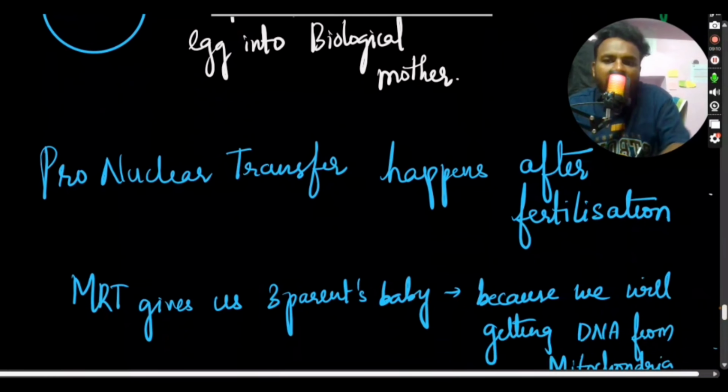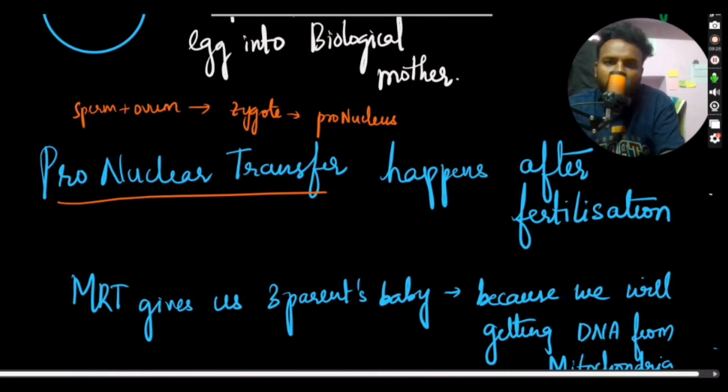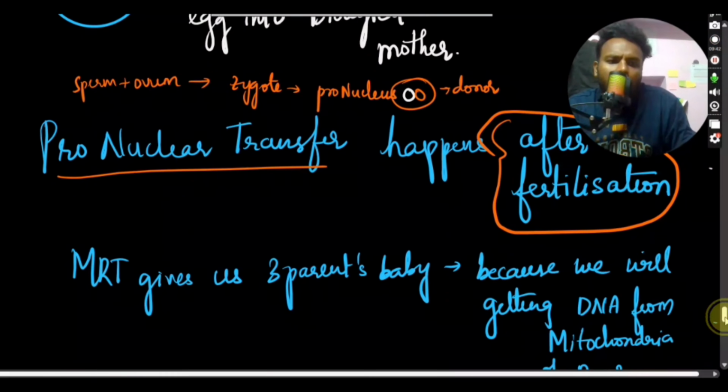So this pronuclear transfer happens after fertilization. Once the sexual activity happens, sperm and ovum get fertilized and a zygote is formed. In the zygote, in the primary stages, we'll be having pronucleus, like the nucleus from sperm and the nucleus from ovum. So this pronucleus will be added into the donor's. So this pronuclear transfer happens after fertilization, right? I have told that already.